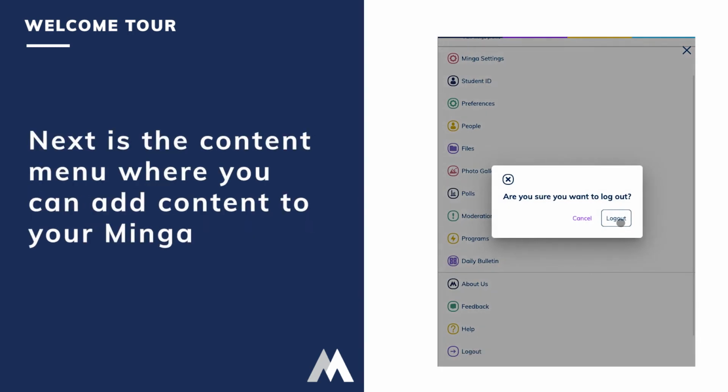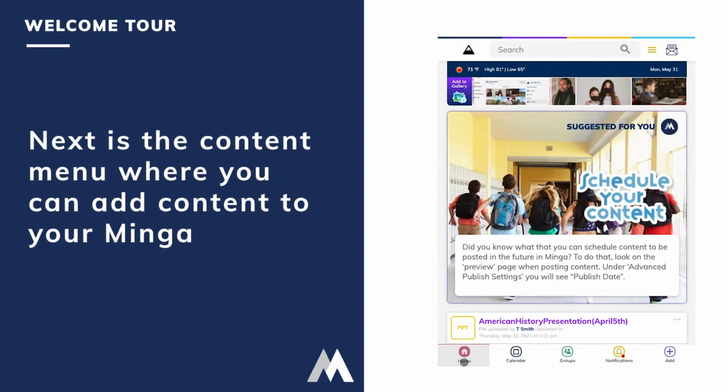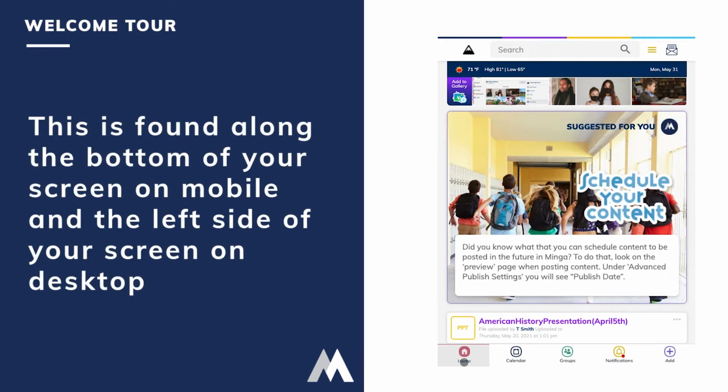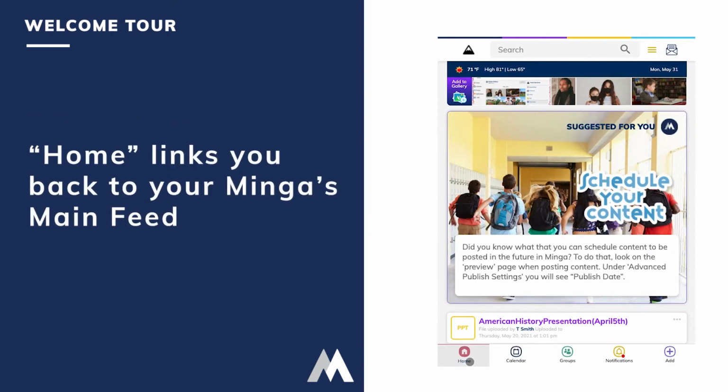Next, we'll cover the Content menu. Here you can add content to your Minga. This menu is found along the bottom of your screen on mobile and on the left side of your screen on desktop. Home links you back to your Minga's main feed.